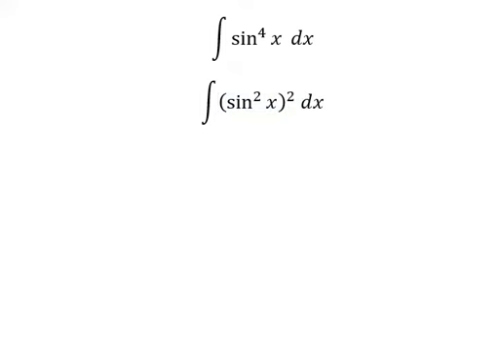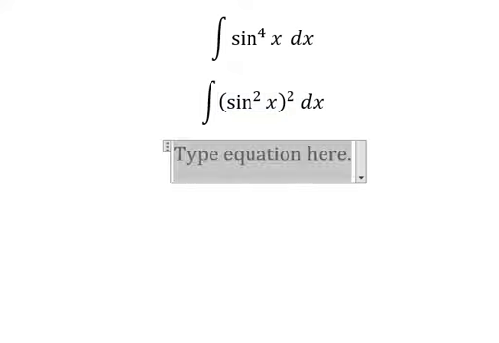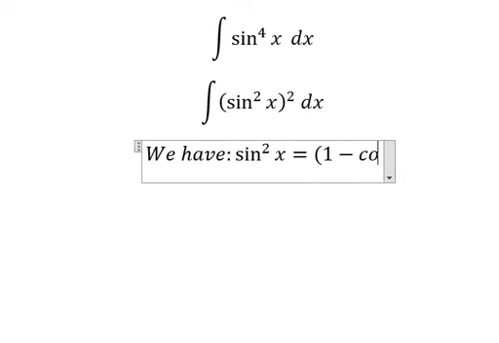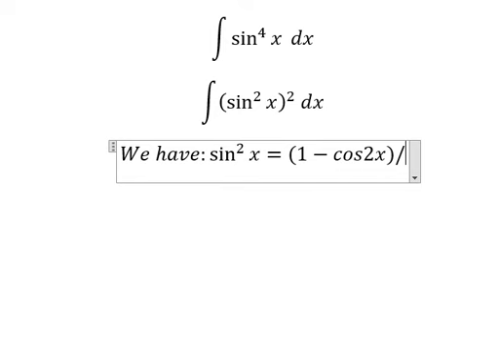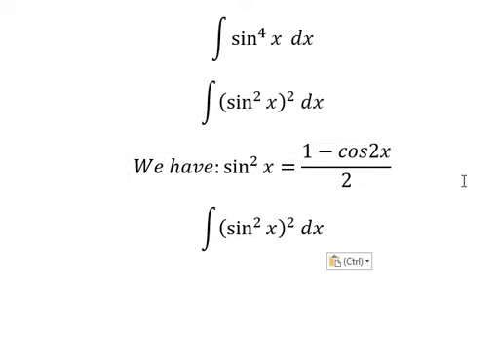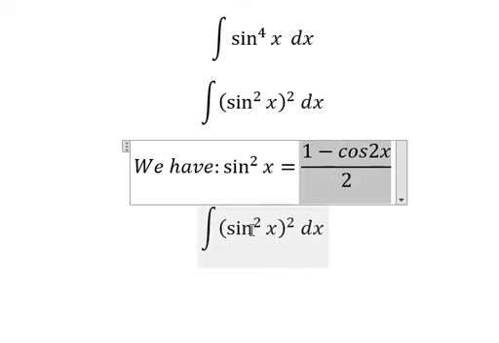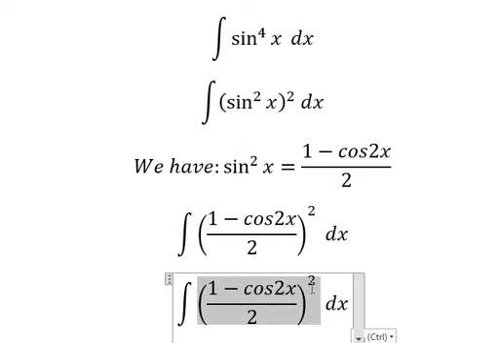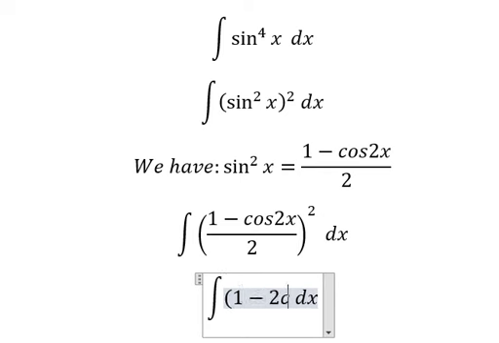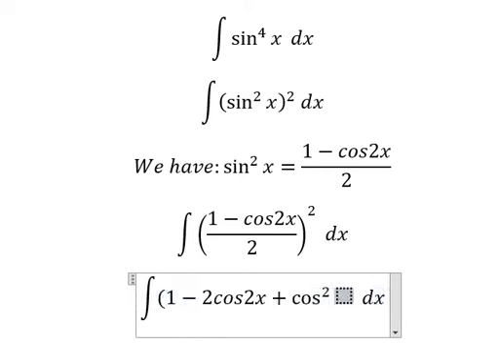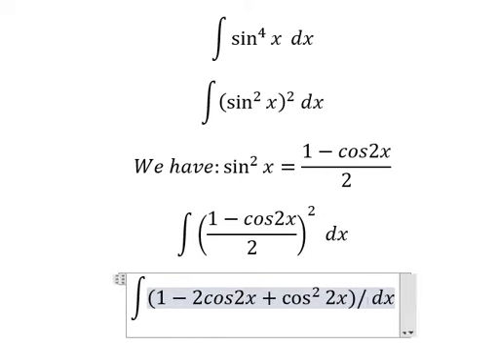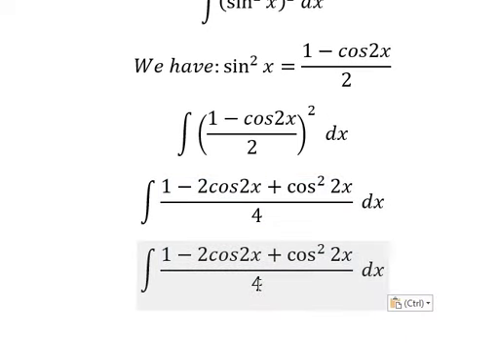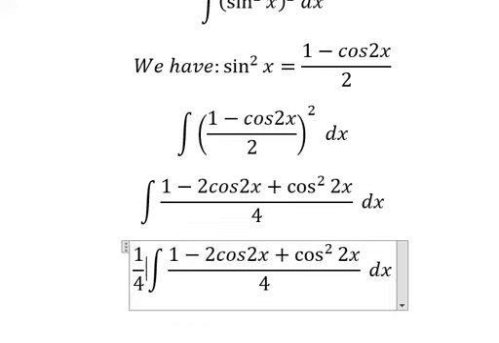Next, we have the formula in here. Sine squared s equals 1 minus cosine 2s over 2. So I will put this one in here. And now we need to expand. Next, I will put the number 4 outside.